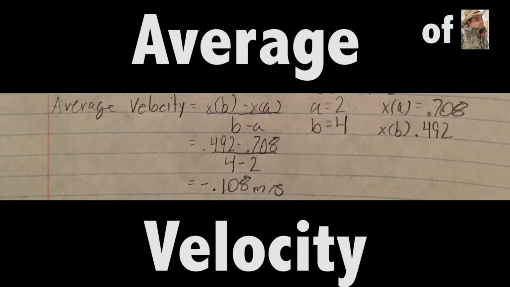In order to find the average velocity for Mr. Delso, we took the instantaneous positions at 2 seconds, which was 0.708, and at 4 seconds, which was 0.492, and plugged them into the formula x of b minus x of a all over b minus a, which was 0.492 subtracted by 0.708 all over 4 minus 2, which gave us an average velocity for Mr. Delso of negative 0.108 meters per second.